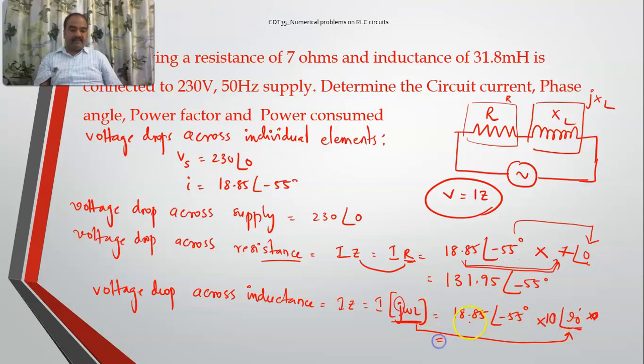So if I multiply these things, I'll get 188.5 as the magnitude, and if I add the angles, I'll get plus 35 degrees. Okay, so this is how you will calculate the voltage drop across elements. You will use the simple formula I into Z and replace Z with the corresponding impedance of that element. If it doesn't have any phasor value, you take it as 0. If it has J, you take it as 90. If it is minus J, you should take minus 90.